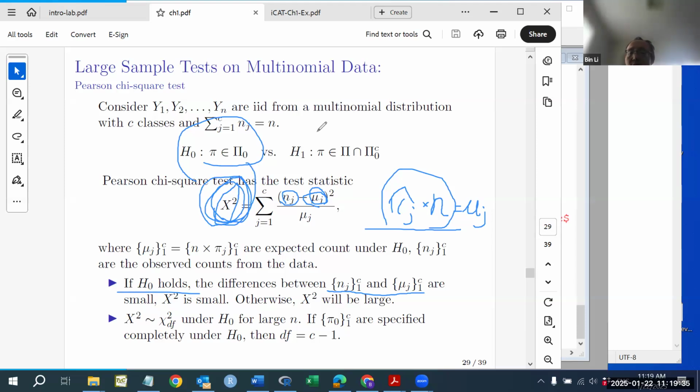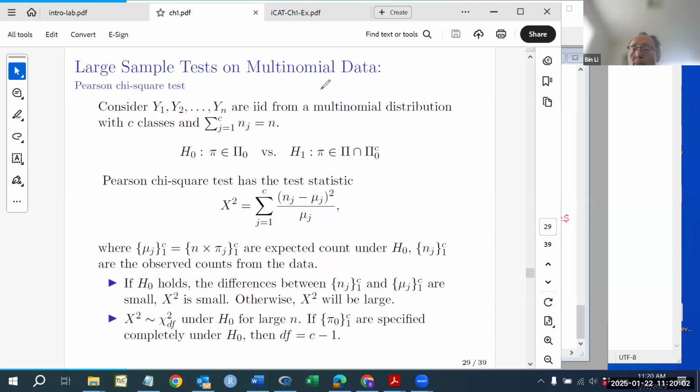And under the null hypothesis, if we have a relatively large sample size n, we know that x squared follows a chi-square distribution with the degree of freedom not 1, but c minus 1. Okay, so that's the Pearson's chi-square test.